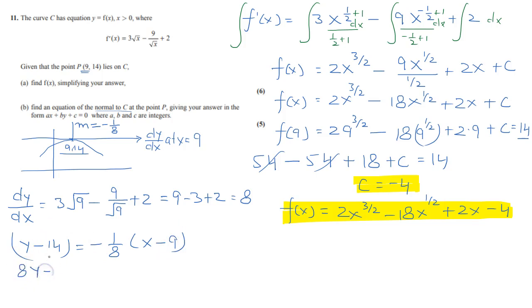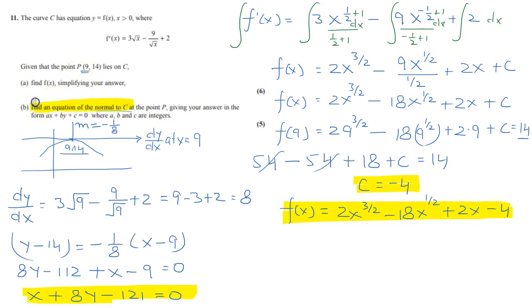So 8y minus 14 multiply 8, 112. This is minus x, so plus x, minus minus plus 9, so minus 9 is equal to 0. So x plus 8y minus 121 is equal to 0. That is the equation of normal to this point. So that is the answer of find the equation of normal at C.